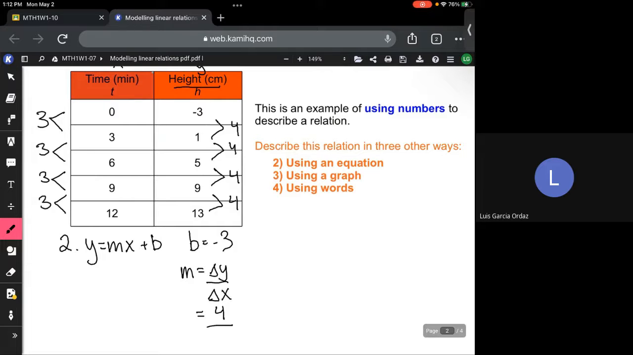So now I know that my slope m is equal to 4 over 3. I know my b is -3. So who can tell me what my equation is going to be? y equals 4 over 3x plus -3. Yep, plus -3 or -3, doesn't matter.